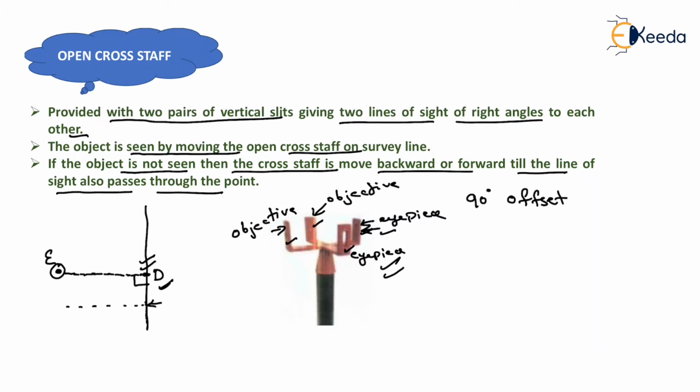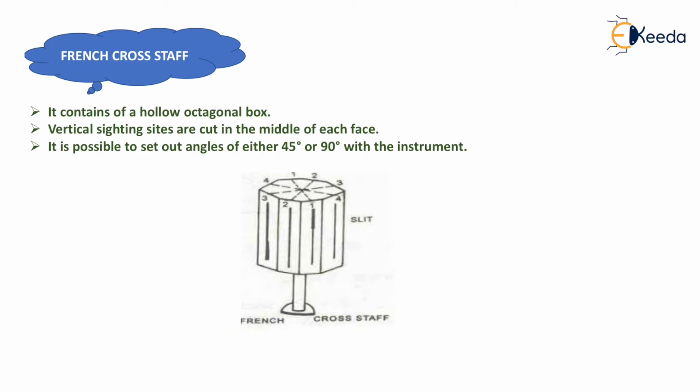Now we can move to the next type of cross staff, that is the French cross staff. It consists of a hollow octagonal box which is shown here. Vertical sighting slits are cut in the middle of each face. Generally it has four pairs of vertical slits. One is like this, second is like this, third is like this, and fourth is like this. So it is possible to set out angles of either 45 degrees or 90 degrees with the instrument. It means that we can easily set out 45-degree as well as 90-degree offsets with the help of the French cross staff.